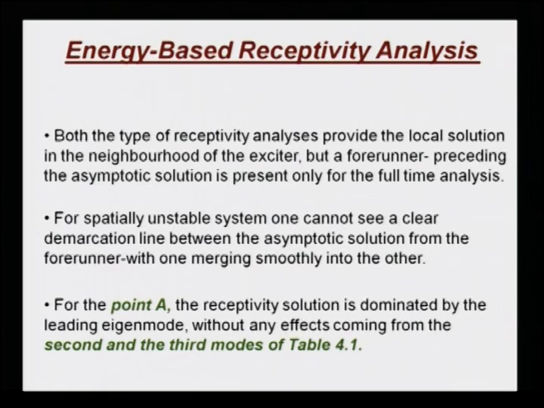But before we do that, we just sum up what we have just now seen, that performing that receptivity analysis, we of course notice the local solution in the immediate neighborhood of the exciter, and additionally we have a forerunner. This is the one that precedes even the asymptotic part of the solution, and this you can only get when you do a full time analysis.